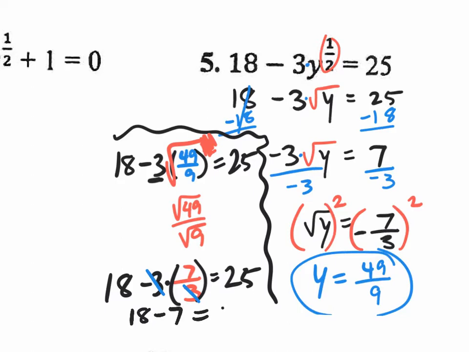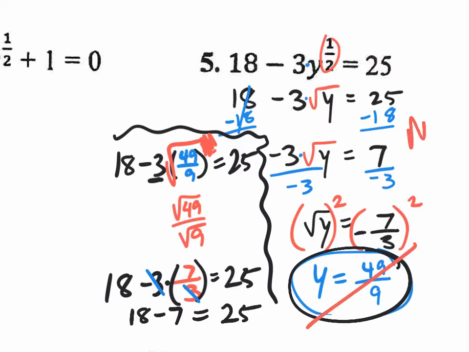It's definitely not 25, huh? So this answer is an extraneous solution. I would put a line through it and just say no, as in no solution. And if you check the answer in the back, number 5 should have a no solution symbol, or it should say no solution.